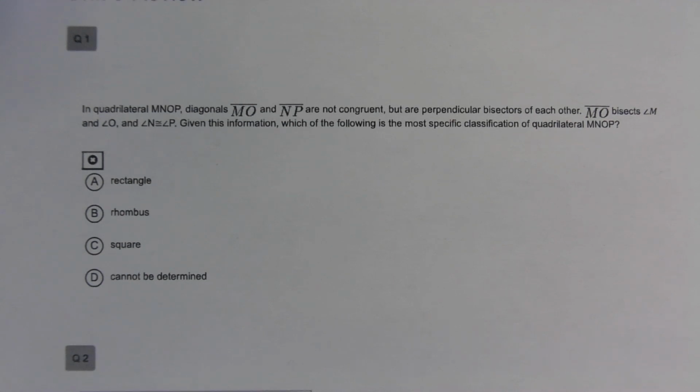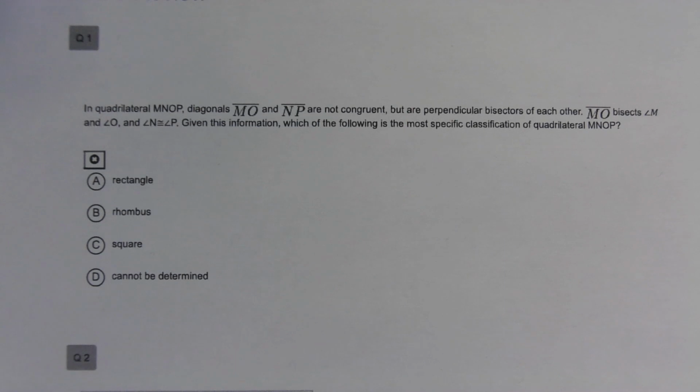And it also says that MO bisects angle M and angle O, and angle N and angle P are congruent. So it wants to know what's the most specific classification for the quadrilateral. Okay, so for this we kind of want to draw ourselves a sketch. Now, it doesn't have to be perfect, it is a sketch.